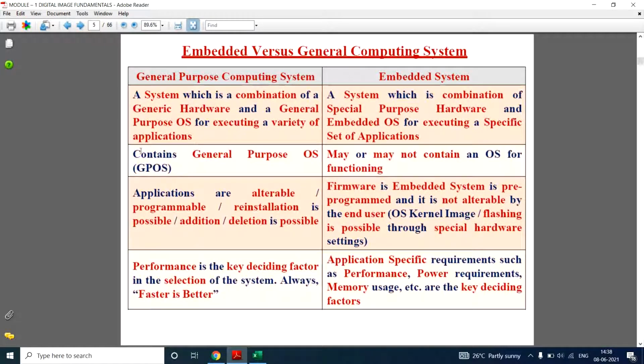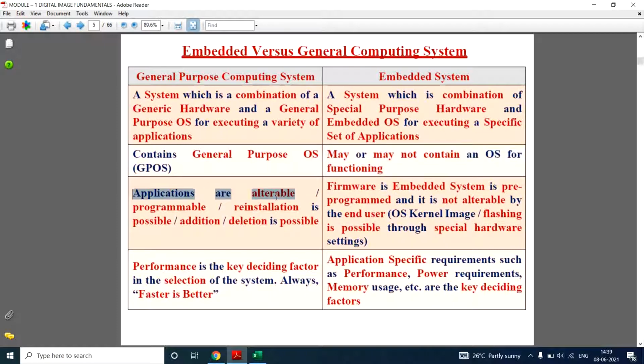The second difference is that a general purpose computing system contains a general purpose OS, as I told you. Embedded systems may or may not have an OS for functioning. Some of the systems are independent and may not have an OS, and some embedded systems will have an OS.